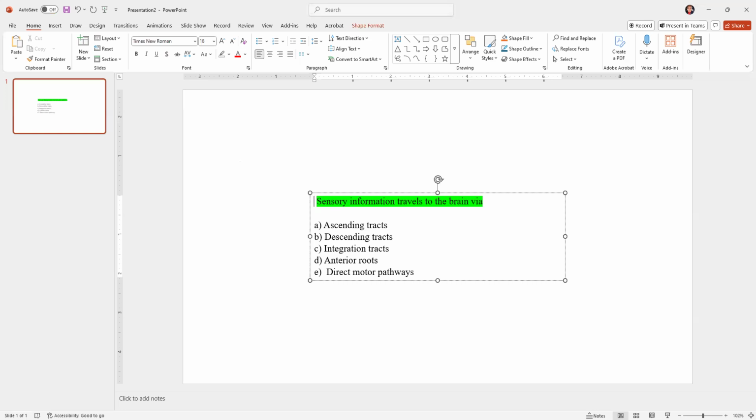Sensory information travels to the brain in ascending tracts. There you go. Good job.